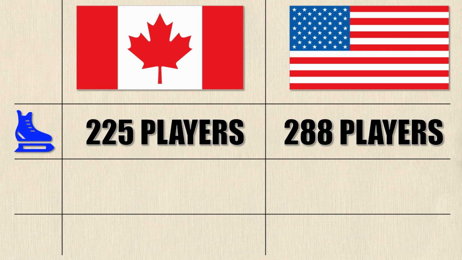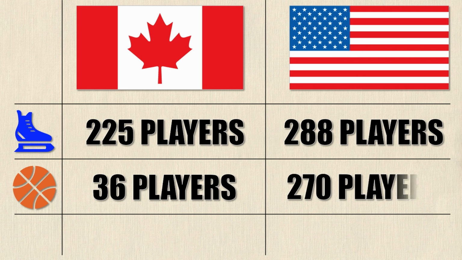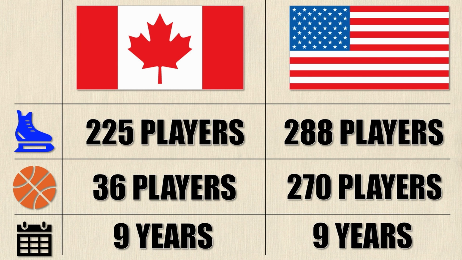Alternatively, instead of making hockey players, or in conjunction with making hockey players, they can also make basketball players. Now, Canada can only make 36 players, however, the United States can make 270 players. And we're assuming that the length of time to make these numbers is 9 years for both countries. So how you would read this is that in 9 years, Canada can either produce 225 hockey players or 36 basketball players. And in the same 9 years, the United States can either produce 288 hockey players or 270 basketball players.